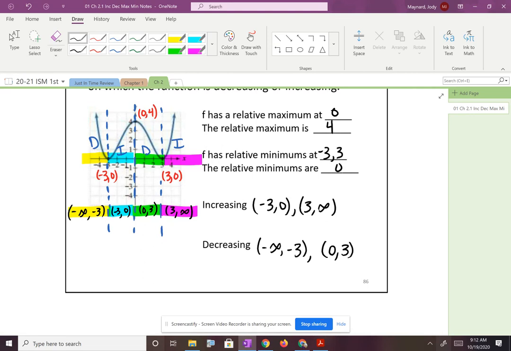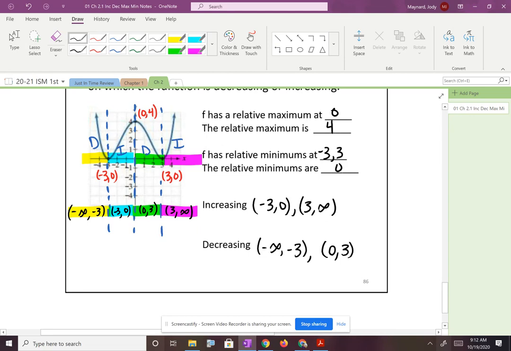All right, are we good? Any questions on this? Anybody not understand? All right, so now that we have this, I want you to be very, very, like, you have to know increasing, decreasing, max, min. That's kind of like things that you've gotta know.